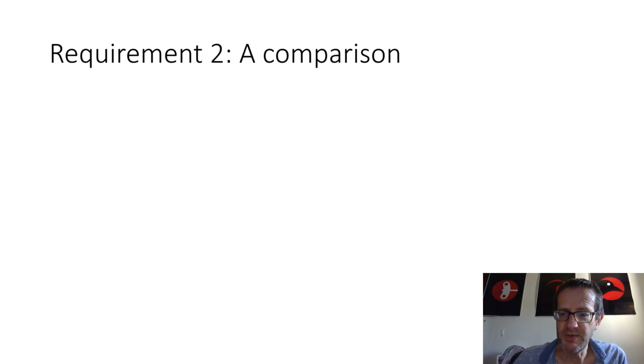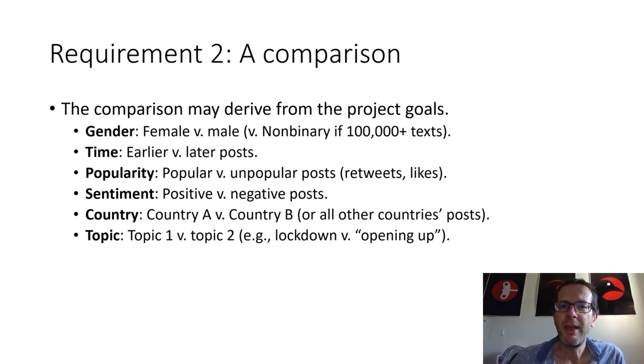Okay, requirement 2, so this might be the trickier one. This is a comparison. You need some kind of comparison in order to make WATA work. These are all examples of comparisons. You might run a gender comparison, the male authored text against the female authored text. And if you have 100,000 plus texts, then you could also analyze male against female against non-binary. We need more text for non-binary just because there are fewer non-binary people than male or female. So 0.1% on Twitter seem to be non-binary, for example.